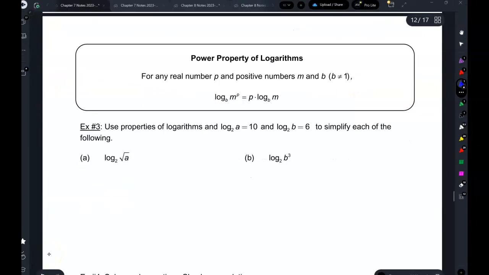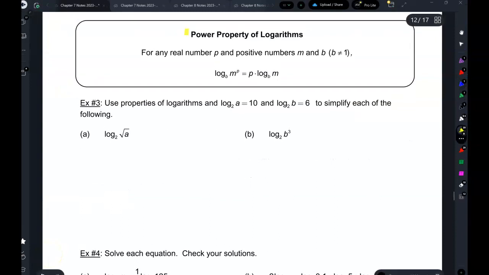The final property is the power property. So look up here for a minute at what happens if you have a power. If you have log m to the power of p, if there is an exponent, this exponent comes down and becomes a coefficient. All right?